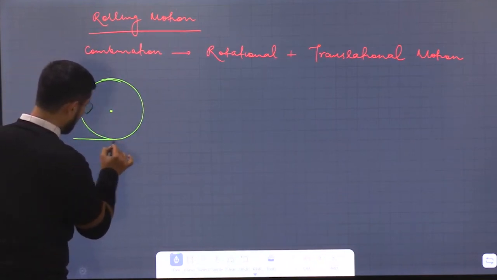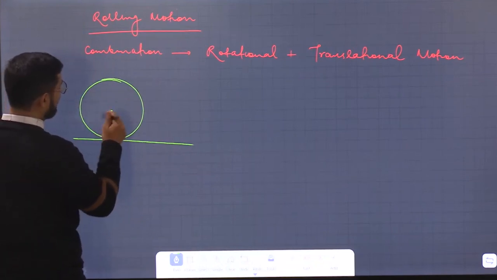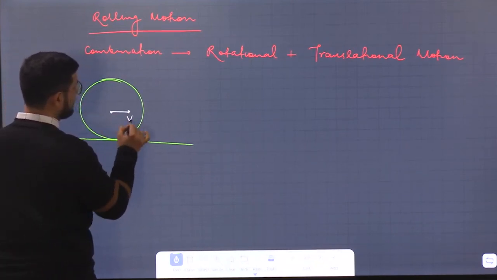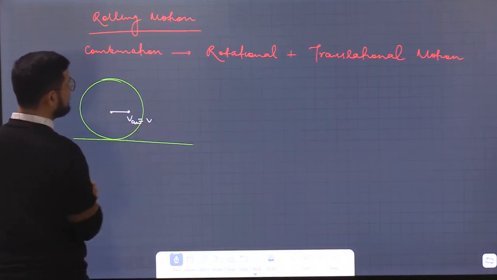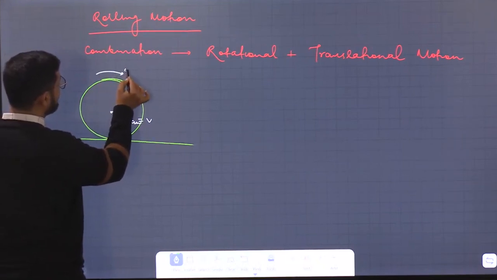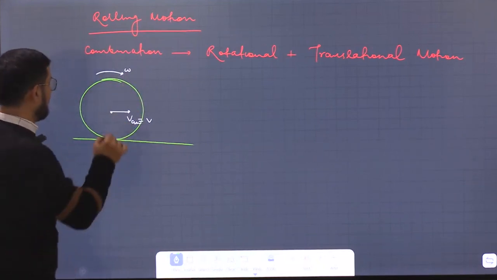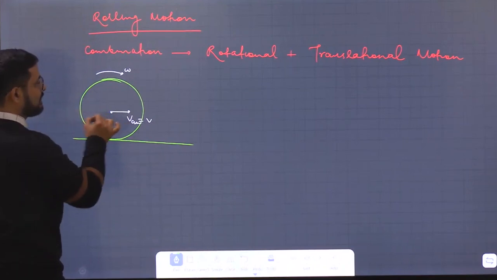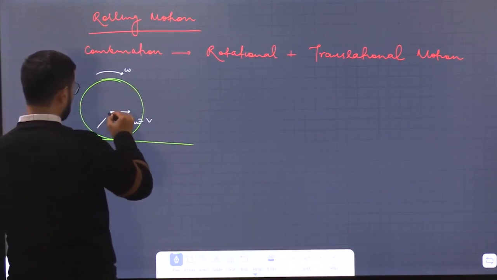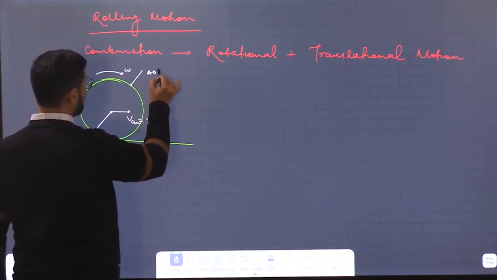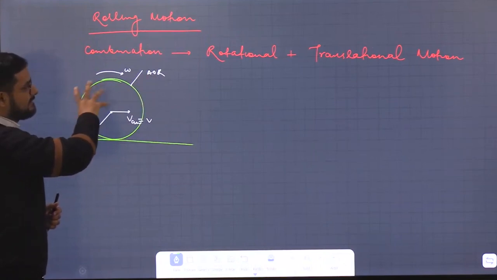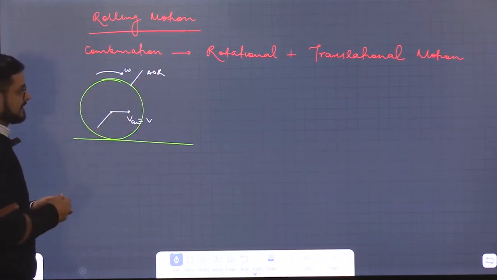If it is rolling on the ground, then it will have translational motion with a certain velocity. Let's say VCM is equal to V. Along with it, this whole wheel is rotating with a certain angular speed omega about an axis which is passing through the center of mass and perpendicular to the plane of motion. Let me draw this axis. Suppose this is the axis of rotation. So this wheel is translating as well as rotating on this horizontal surface.